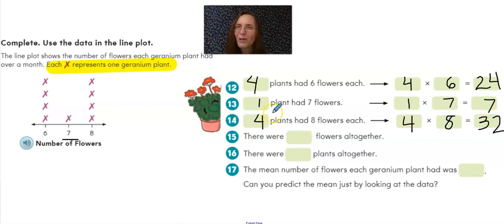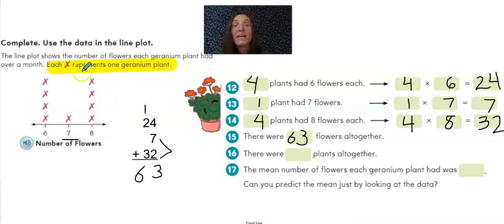How many flowers were there altogether? I think I'm going to have to add them all up over here. So let's see. 24 plus 7 plus 32. 7 plus 2 is 9, and 9 plus 4 is 13. I'll regroup that 10 from 13 to the tens place. 1 plus 2 is 3, and 3 plus 3 is 6. So 63 flowers altogether. Now how many plants were there? Well, 1, 2, 3, 4 plants here, plus another 4 here would be a total of 8, and the one more that's in the middle brings us to 9 plants altogether.